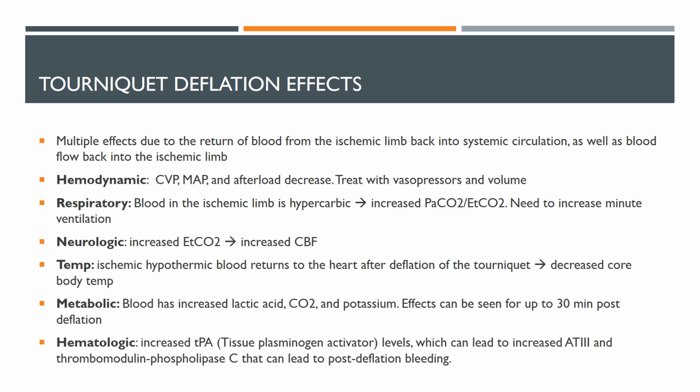Neurologically, that increase in end-tidal CO2 can lead to an increase in cerebral blood flow. Temperature-wise, you have ischemic hypothermic blood returning to the heart, which can then decrease your core body temperature. Metabolically, your blood has an increase in lactic acid, CO2, and potassium. The effects of that can be seen post-deflation in the blood for up to 30 minutes. And heme-wise, there's an increase in TPA, or tissue plasminogen activator levels, which can lead to an increased AT3 and thrombomodulin phospholipase C that can lead to post-deflation bleeding.